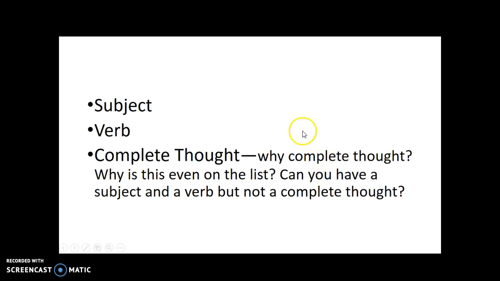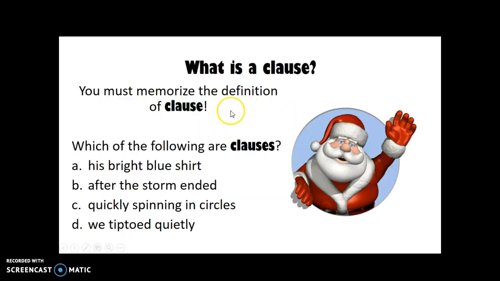Why complete thought? Why is this even on the list? Can you have a subject and a verb but not a complete thought? Obviously, yes, you can. That's why we have to say a sentence needs a subject, a verb, and a complete thought. So here's what you have to know.